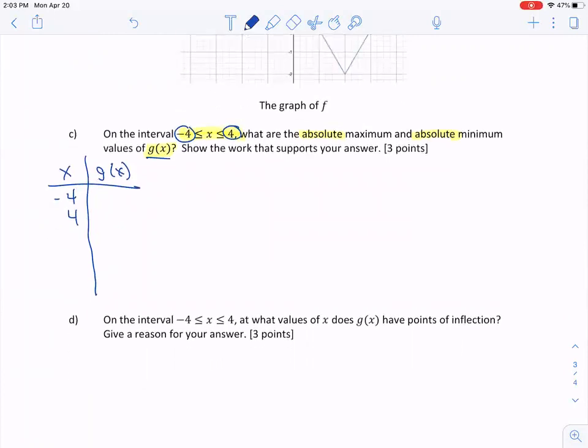These are my endpoints, EP. These are my critical numbers. And this is where g prime of x is going to equal 0.